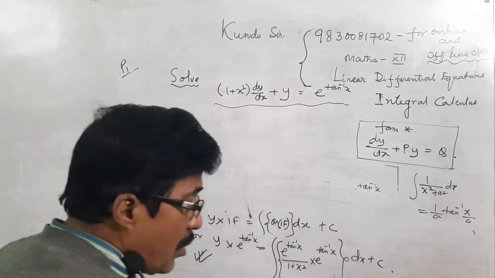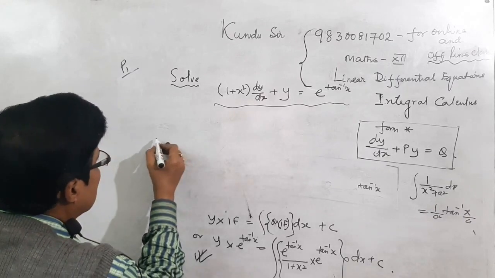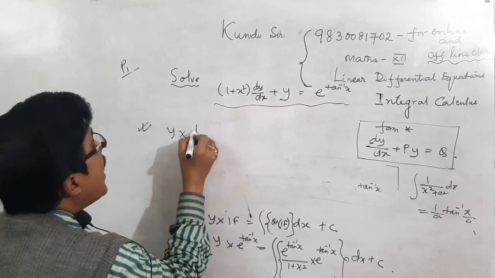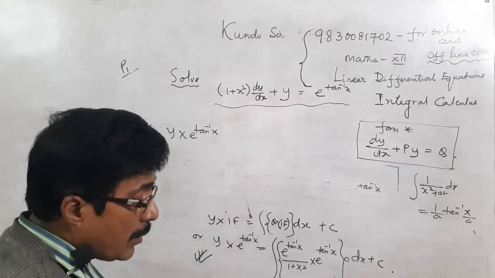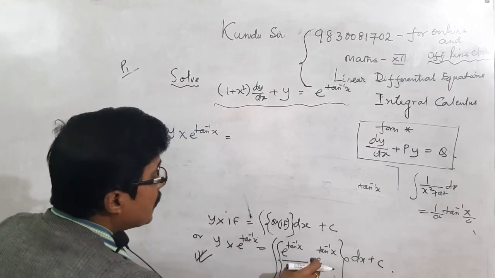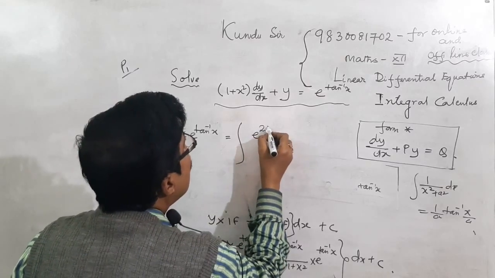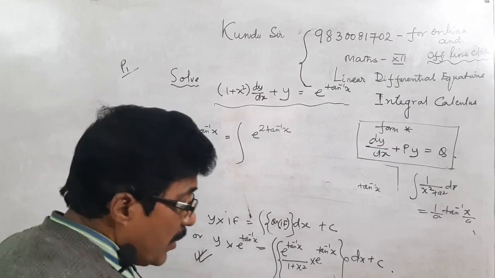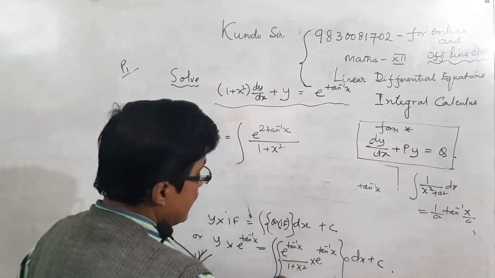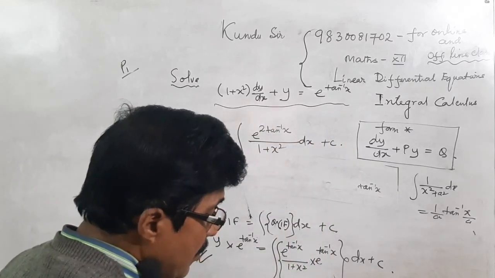What is the result now? That is equal to y into e to the power tan inverse x equal to, we can write this, integration of e to the power 2 tan inverse x upon 1 plus x square into dx plus c.